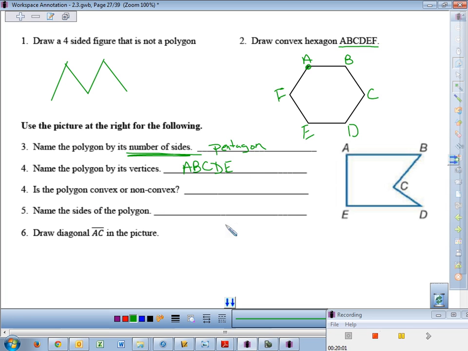So there you go. Is the polygon convex or non-convex? Non-convex. Because if I extended this one out, doesn't it go straight through the interior of that polygon?